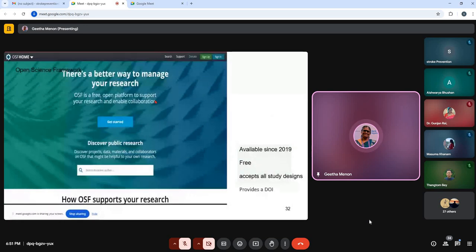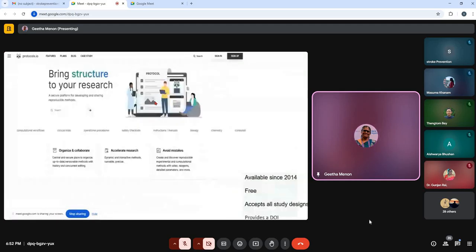The other registry is the Open Science Framework. Many people have started using it because Prospero has had an overwhelming response from the researchers. Prospero nowadays has started rejecting some of the systematic review protocols. So the researchers are now trying to submit their systematic review protocol in Open Science Framework, which is a free registry, accepts all types of designs, and also provides you a DOI which you can use as a publication. Another one is protocols.io. That is another registry which is available free and provides you a DOI and takes your systematic review registration.